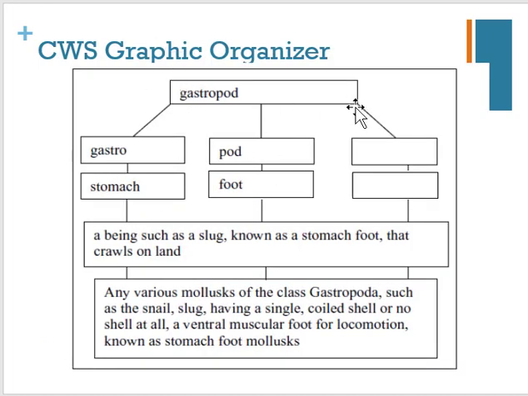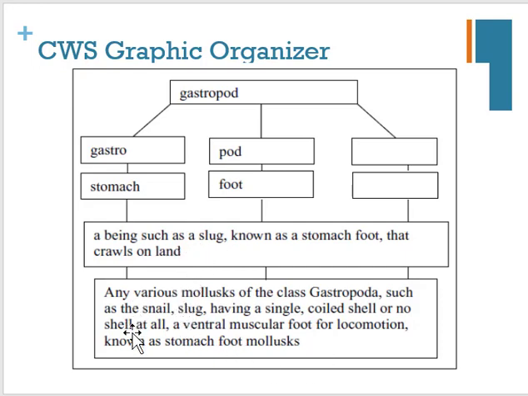So here's a spot at the top of a graphic organizer to write out the whole word gastropod. The next step, break it down into its smallest morphemes, gastro and pod. Gastro is for stomach, pod for foot, stomach, foot. This next step is a definition from either a glossary, online dictionary, source that has been provided, or is inferred from the text and doesn't need to be referenced in a source. A being, such as a slug, known as a stomach foot, that crawls on land.